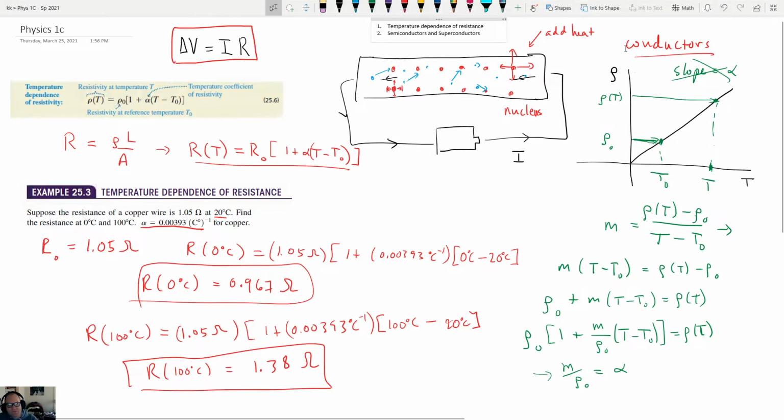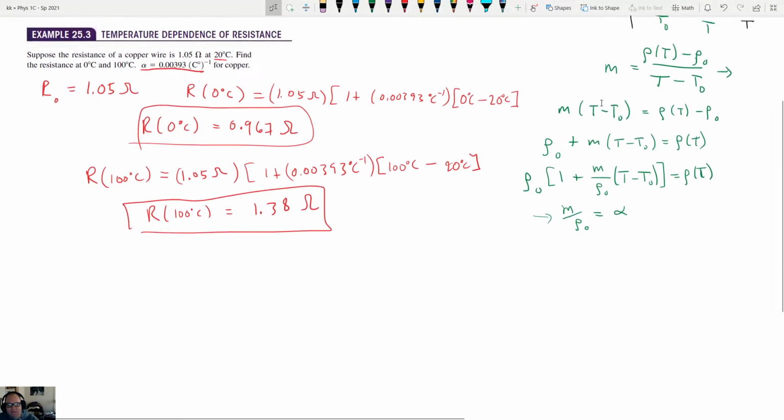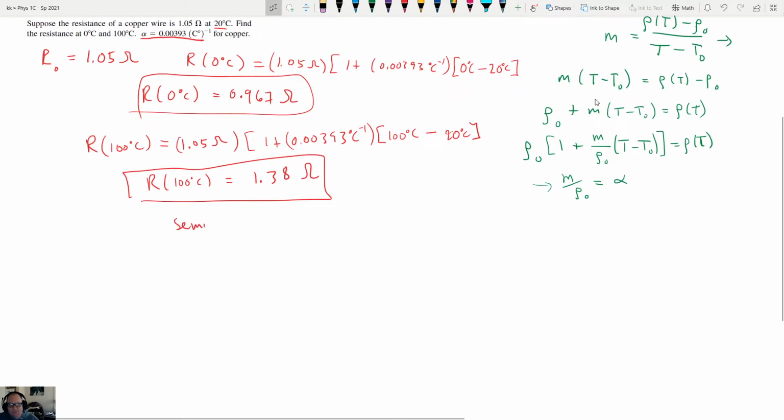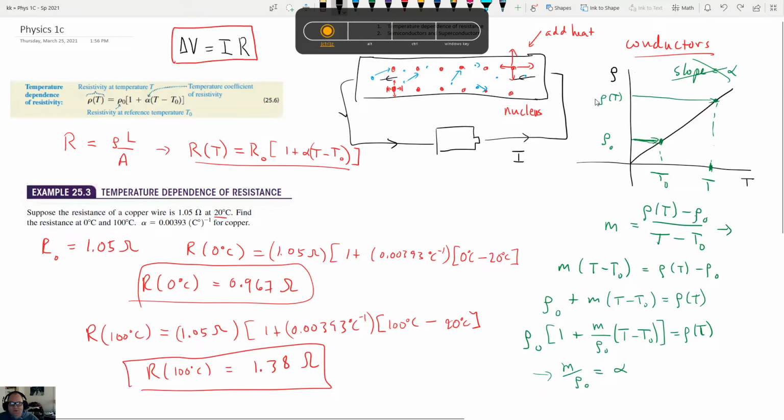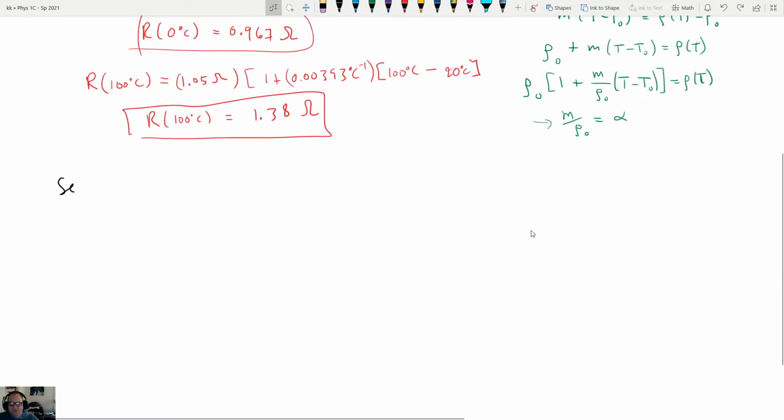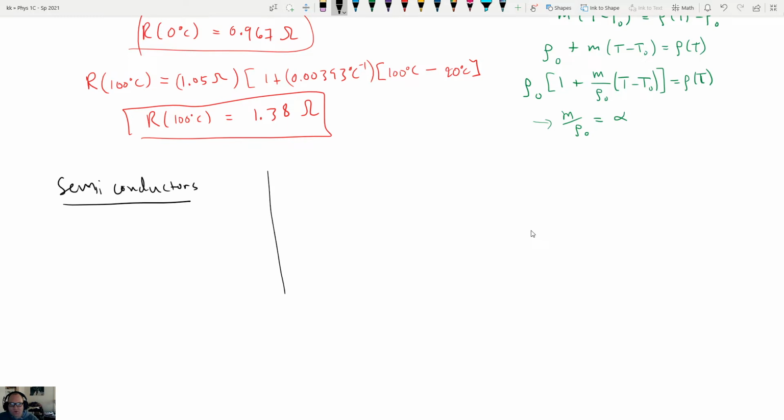Examples of semiconductors are things like silicon, and they have kind of the opposite type of relationship here for resistivity to temperature. Let's kind of start a new section here. For semiconductors, they kind of have the opposite effect. When you plot the resistivity as a function of temperature, resistivity for semiconductors, at least over some small range, is exactly the opposite. So their resistivity actually goes down as the temperature increases. Okay?